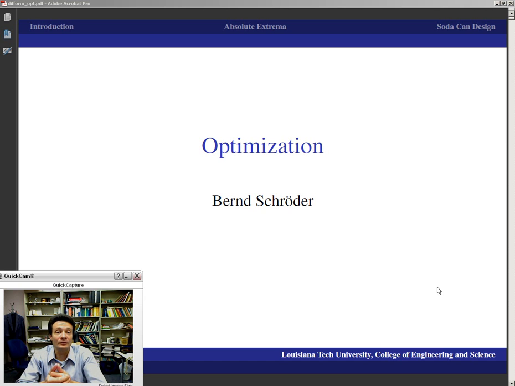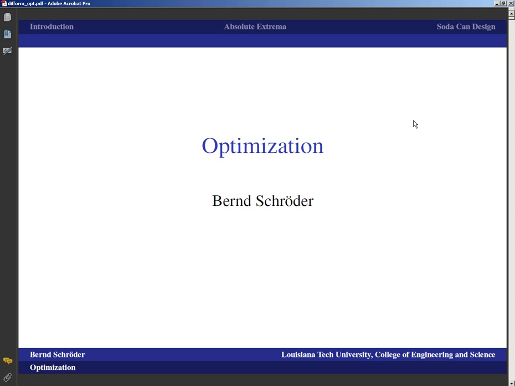Optimization, however, is one of those subjects where we can get very, very close to the real-life specifications of an important application, namely the design of soda cans, specifically the idea that those things should be designed in such a way that they use as little material as possible. And that's one of the things we'll see in this presentation. So let's get to it.